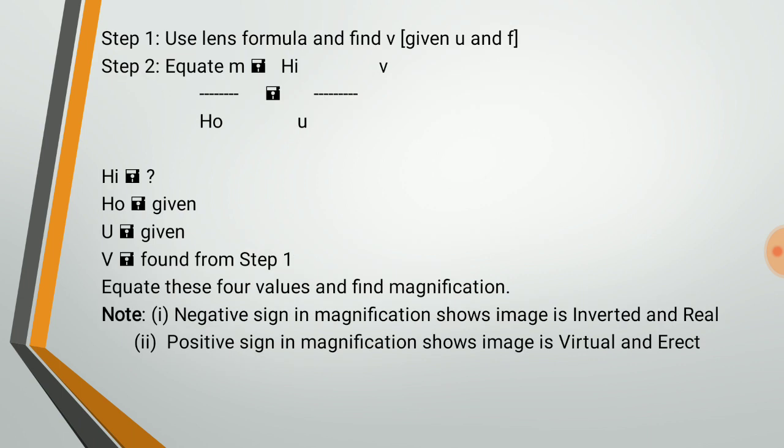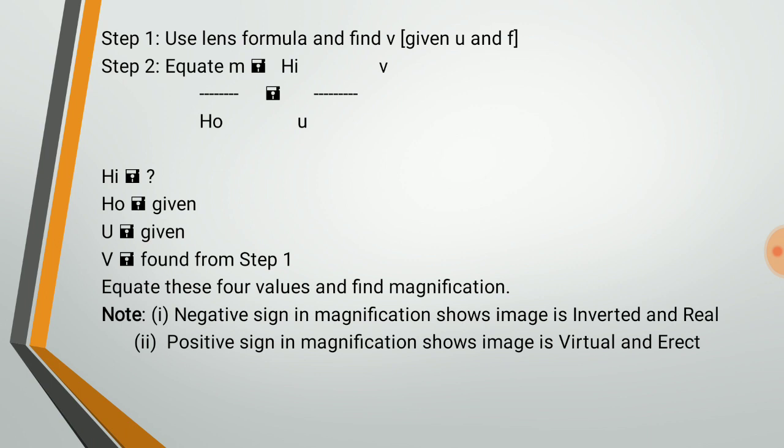So use the lens formula and find v, and then for the second magnification, equate hi by ho is equal to v by u. So hi is what? We don't know that. ho is what? It is given as 2 centimeter. u is given, and v we would have found out from step 1. So if you equate all these 4, you get the value of hi.